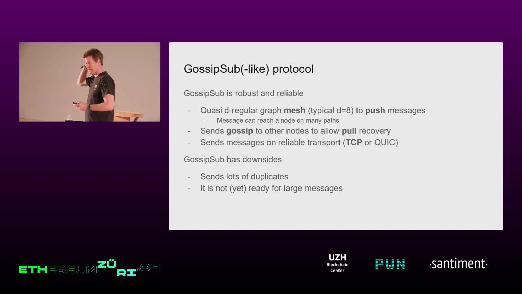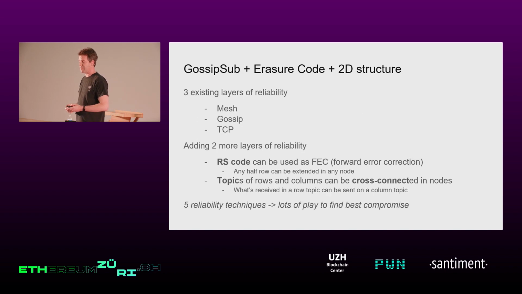And we like gossip sub, and we like gossip sub-like protocols because they are robust. They have different reliability mechanisms. So one is that they are building this mesh to push. They are sending gossip messages so that nodes can pull information. And they also, using reliable transport, are using TCP. Gossip sub also has downsides. They send lots of duplicates, and they are not yet ready for large messages. But you've seen we are not just using the gossip sub here. We have 2 more technologies here. Like you have the erasure coding, and we have this 2D structure.